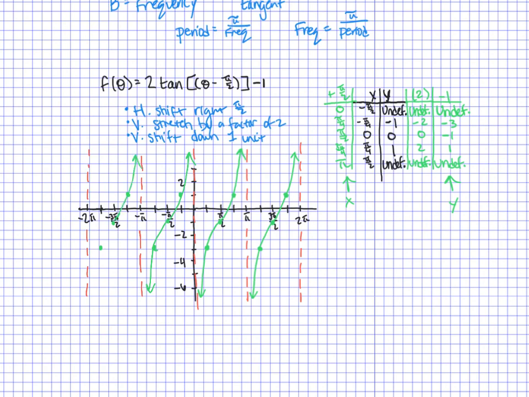So there you have it. This is a transformed version of tangent. Again, just be careful with your asymptotes, making sure that you're drawing everything from one end of the graph to the other. As of right now, when we're working on homework, feel free to check your graphs on Desmos.